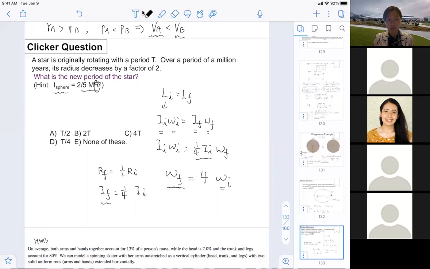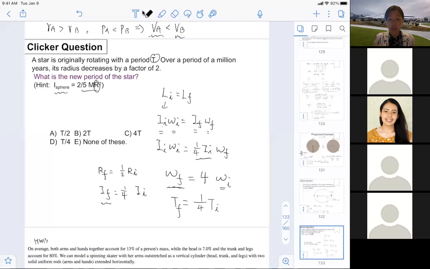Okay, very good. We're now really close to answering the question about the period. So if you're spinning faster, do you think it will take you more time or less time to complete one cycle? Less time, right? So T would be exactly 1/4 of the T you had before.